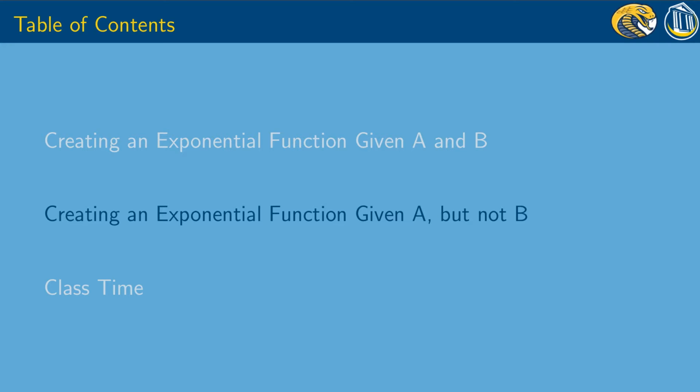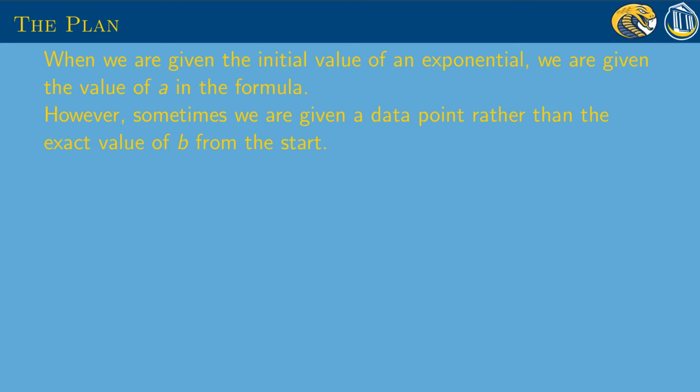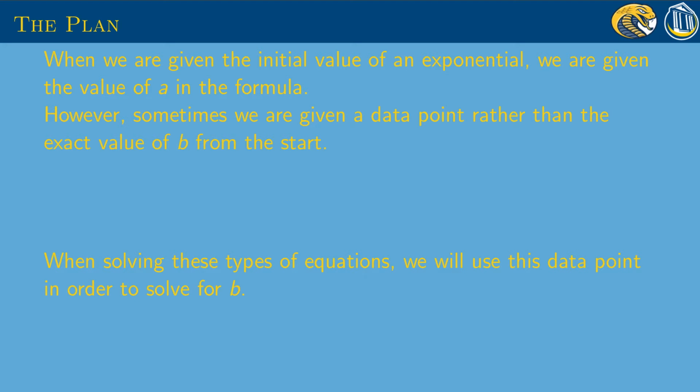So what happens if we're given A but not B? When we're given the initial value in an exponential formula, they're telling us what A is. In the last couple problems, they gave us the information we needed to find B, but sometimes we're given a data point instead of the exact value of B from the start. In that case, we can use the data point and calculate B.